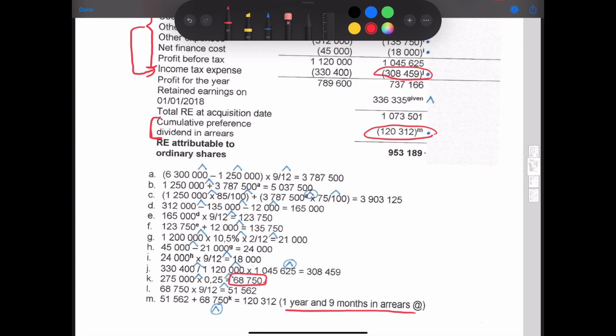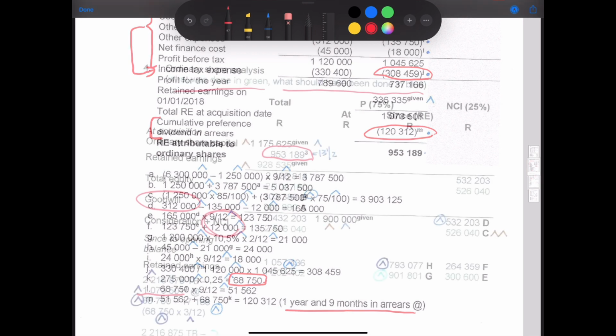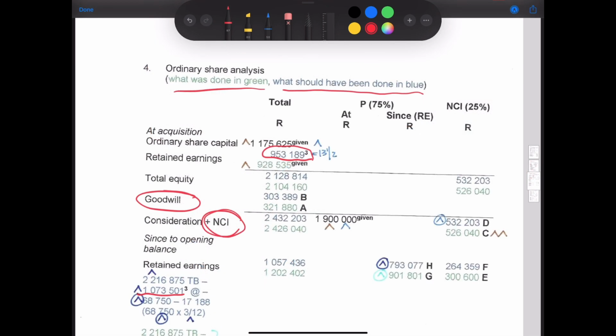This is incorrect because the non-cumulative dividends in arrears will never be received by the shareholder in the future, and that is why it should not be deducted. A point I want to make about using an analysis in your calculations is the following.